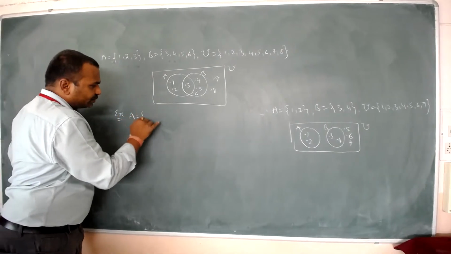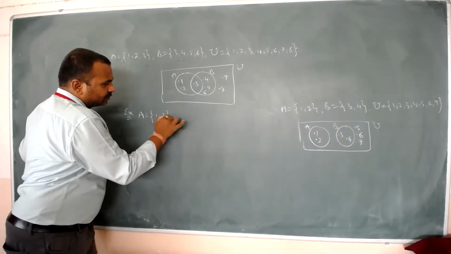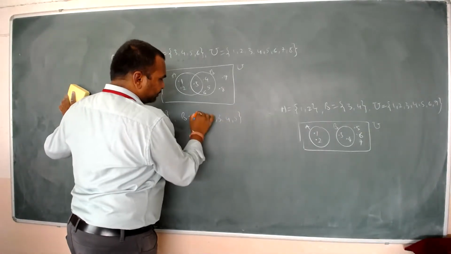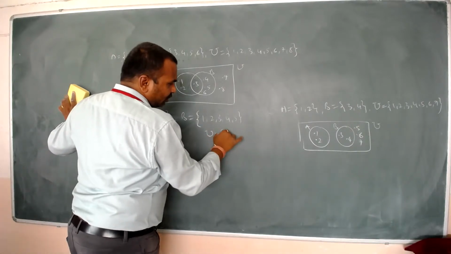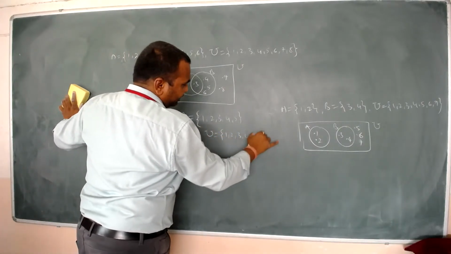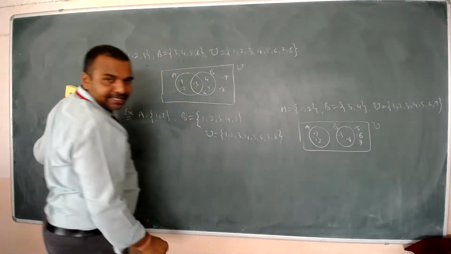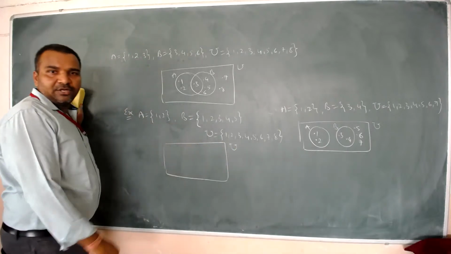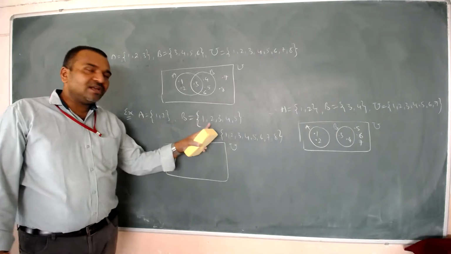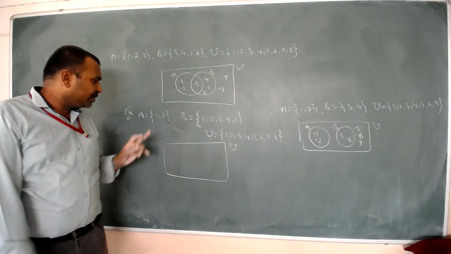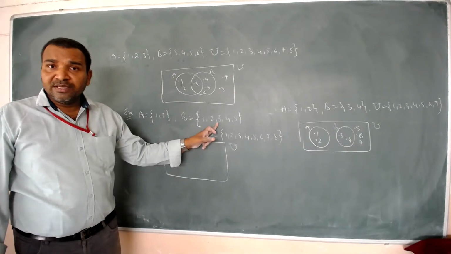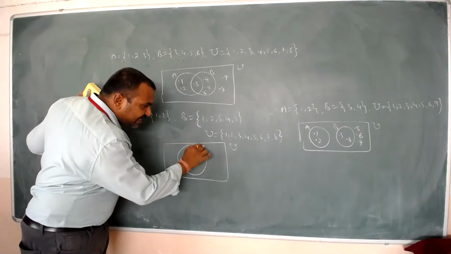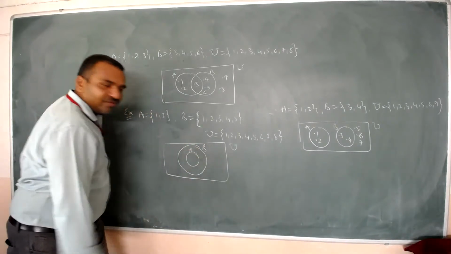I will write one more example. A equal to 1, 2. B equal to 1, 2, 3, 4, 5. Universal set U equal to 1, 2, 3, 4, 5, 6, 7, 8. Generally, the universal set is denoted by a capital U, a rectangle. Now, A and B are subsets of the universal set. Observe, A is totally a subset of B, which means A is inside of B. So this is B, and A is inside of B.